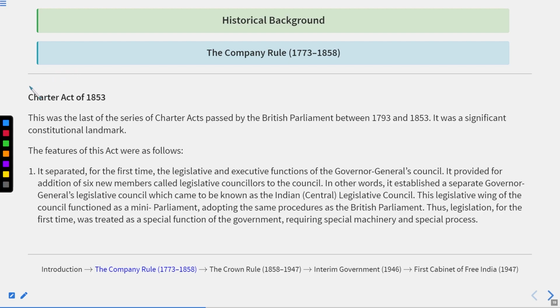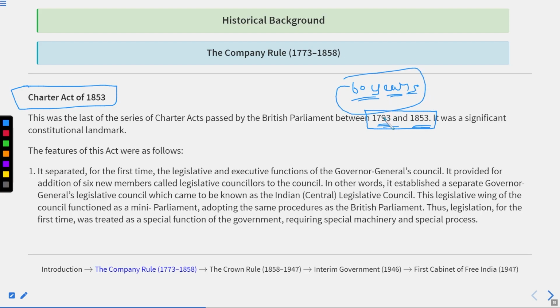Thereafter, the Charter Act of 1853. This was the last of the series of Charter Acts passed by the British Parliament between 1793 and 1853. It was a significant constitutional landmark. So basically, for a time period of 60 years, from 1793 to 1853, the acts which were passed for India were the Charter Acts, basically royal orders. And the Charter Act of 1853 was the last act in that series, having a significant constitutional landmark.